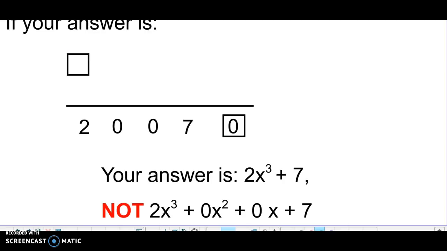So if you have an example like this where you have your remainder, your constant, x, x squared, and x cubed, you can just ignore the zeros. Okay? They don't want 0x plus 0x squared. So it just gets repetitive.